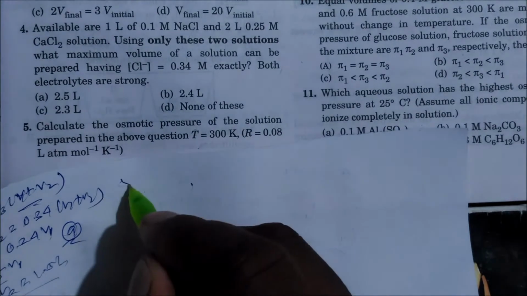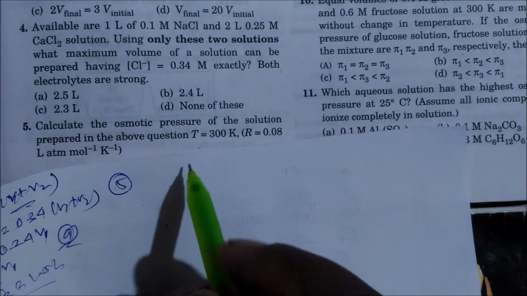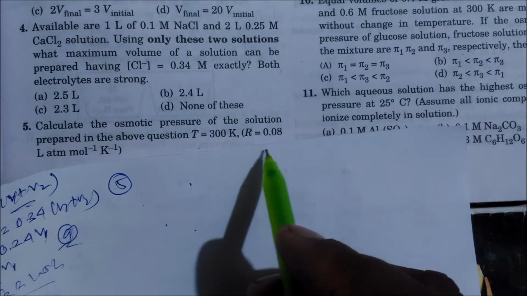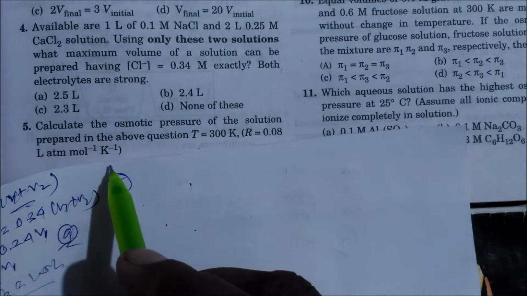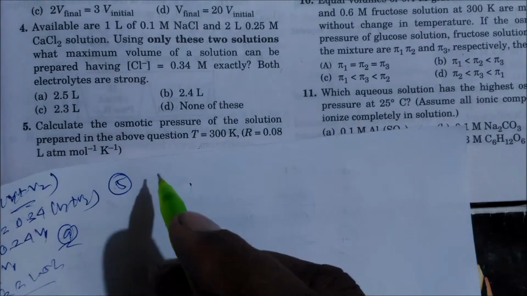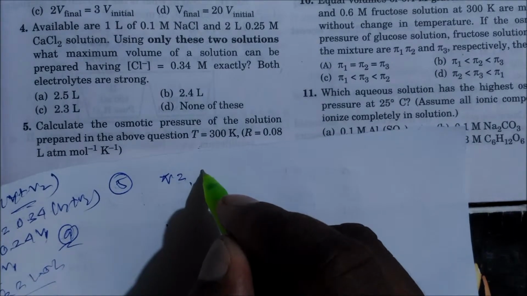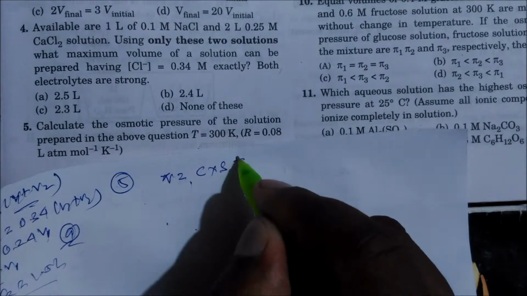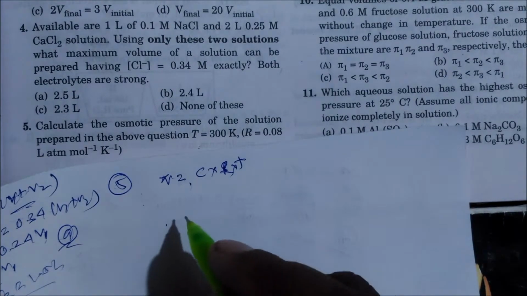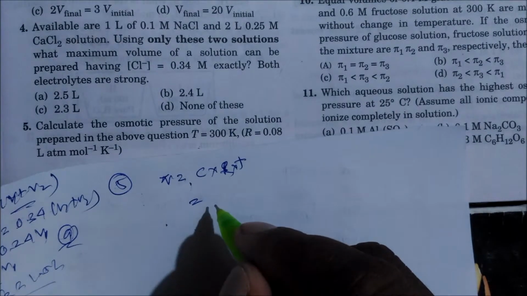Question number five. Calculate the osmotic pressure of a solution prepared in the above question if temperature is 300 Kelvin. So if temperature is 300 Kelvin and R is 0.08 liter atmosphere per mole per Kelvin, in that case, what is the osmotic pressure of the solution? So osmotic pressure of the solution is pi equals C into S into T, so S means R, CRT is there. So what is the pi value? So pi we have to find out. And what is the concentration?